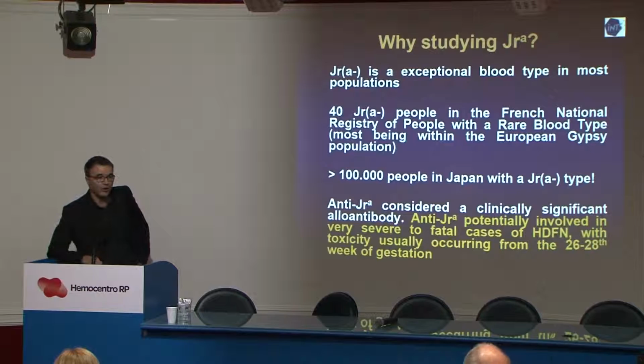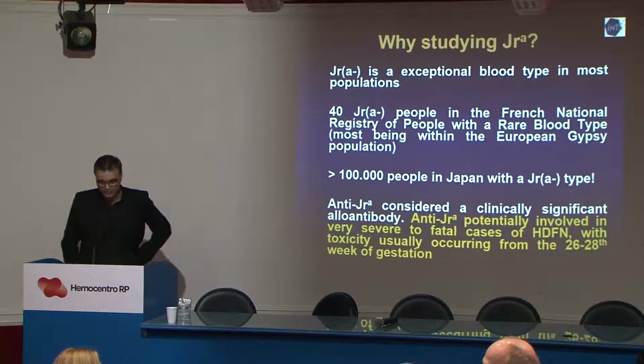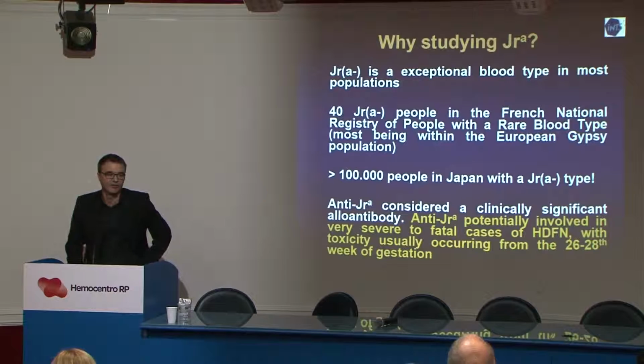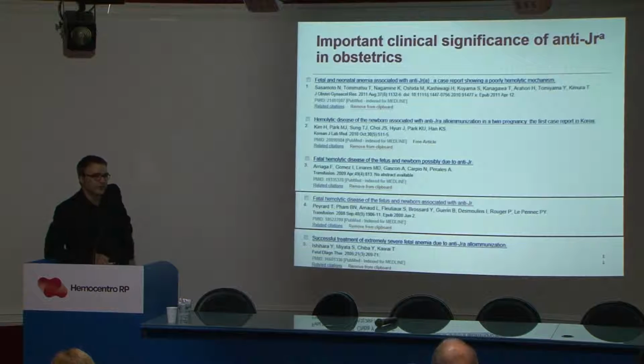As you can see, many people live in Japan with such a rare type, more than 100,000 people. And the corresponding antibody is considered a clinically significant alloantibody, and it is especially involved in very severe cases of hemolytic disease of the fetus and newborn, with a toxicity usually occurring from the 26th to 28th week of gestation. And we were very, very unfortunately the first team to publish a case of a fatal hemolytic disease of the fetus and newborn. Actually, it was a newborn in this case, associated with anti-JRAs. And other cases followed afterwards.